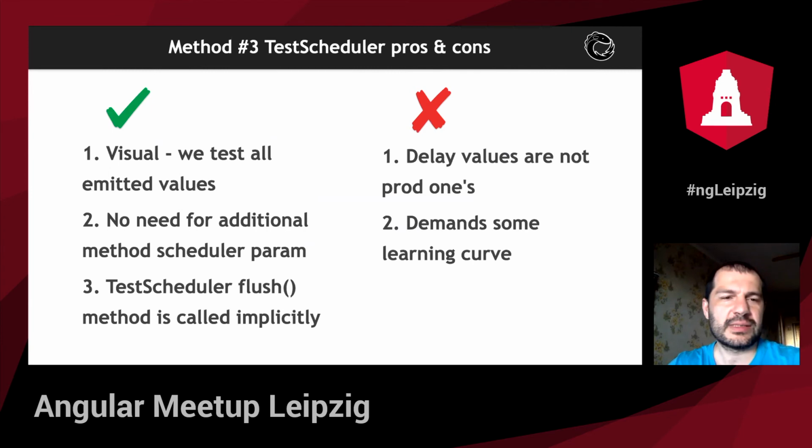Okay, pros and cons. Jasmine-marbles has the same benefits and drawbacks as TestScheduler since it's just a wrapper library, but it allows us to reduce our test code a bit. And Angular official documentation actually uses jasmine-marbles sometimes for test examples.